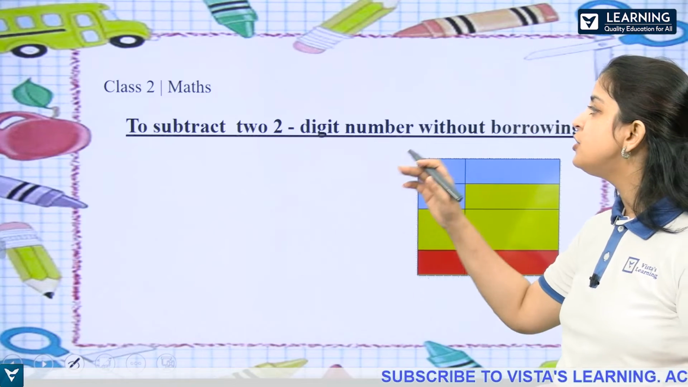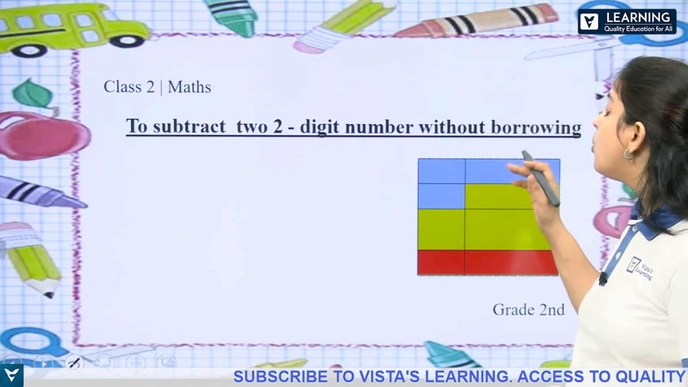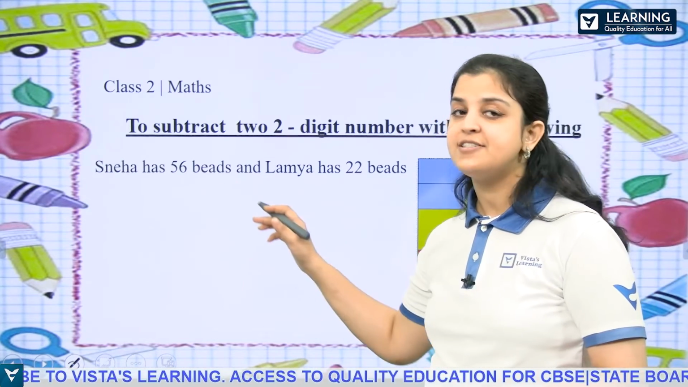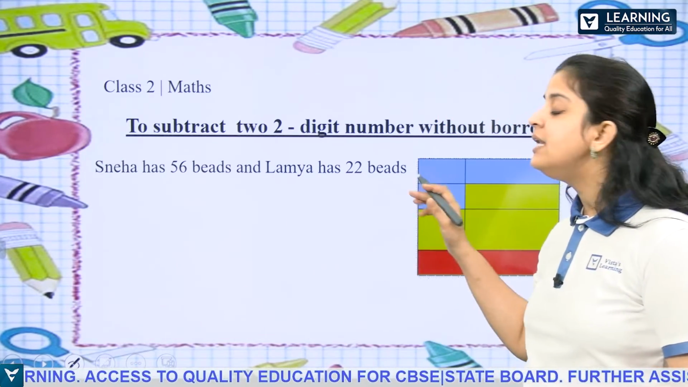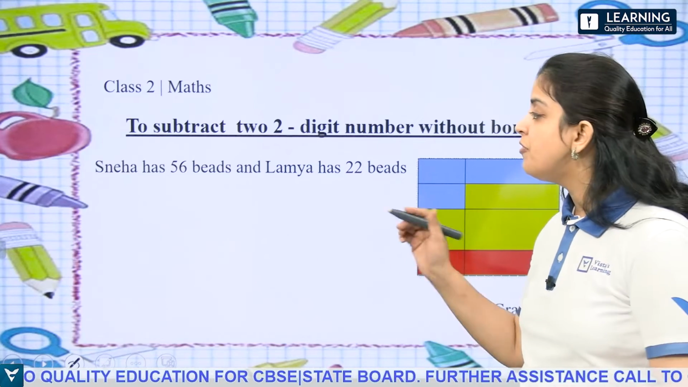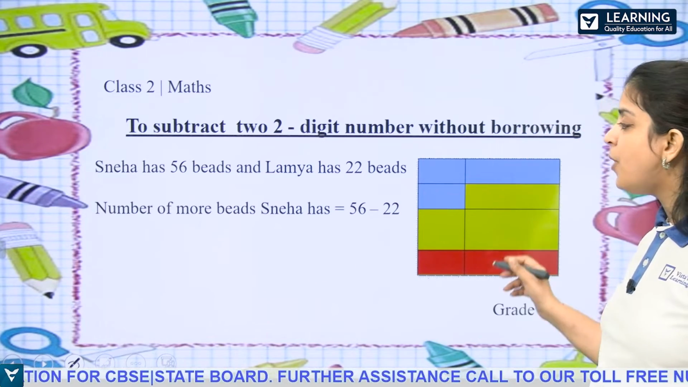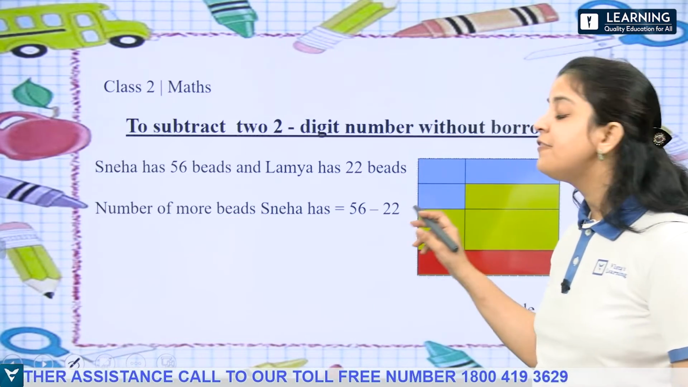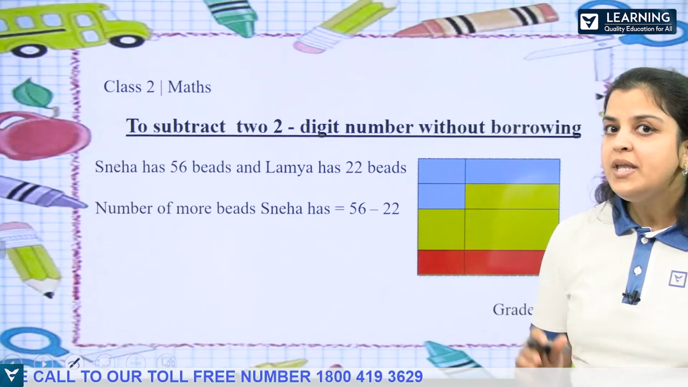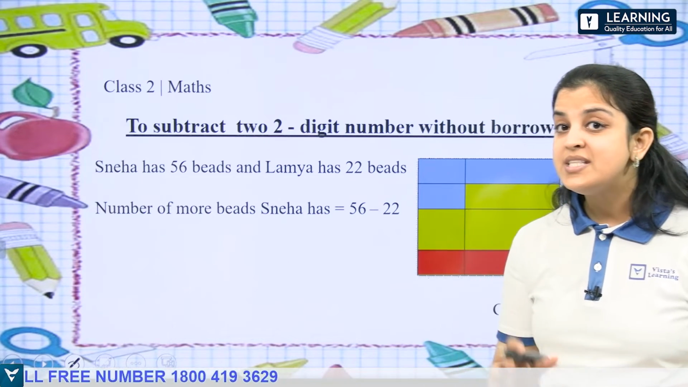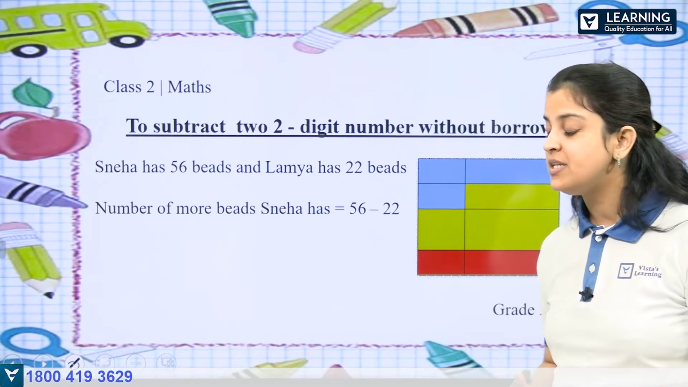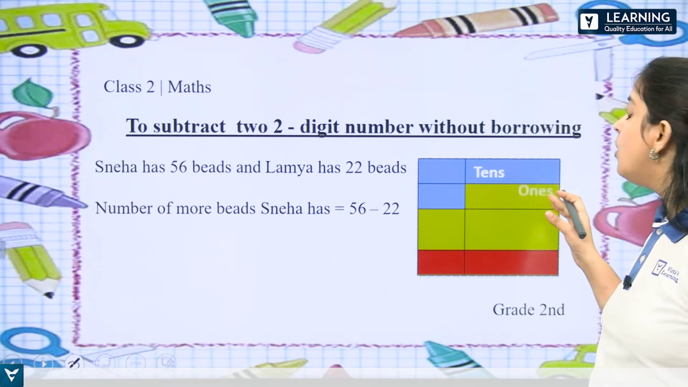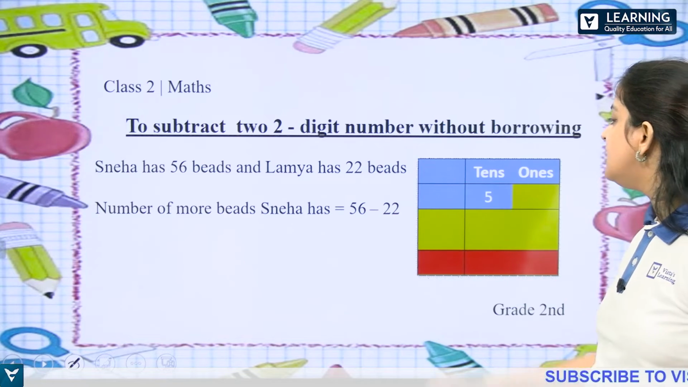To subtract two 2-digit numbers without borrowing. For this, what are we going to do? Sneha has 56 beads and Lamia has 22 beads. So, we will arrange these numbers in this box. The number of more beads Sneha has is 56 minus 22. We need to find the difference between Sneha's and Lamia's beads. So, what are we going to do? First, we will write tens, then ones. Then we will arrange this number.